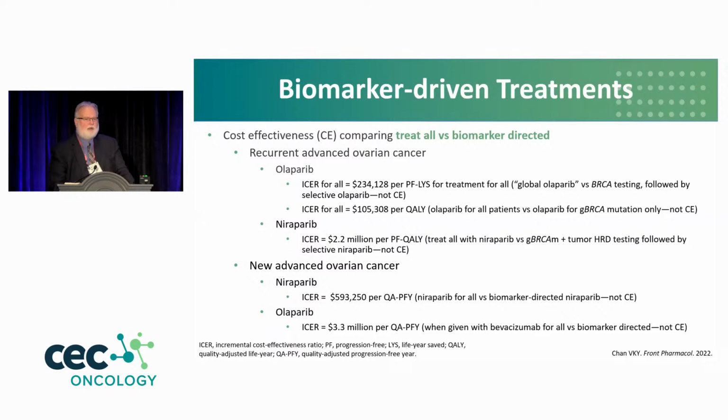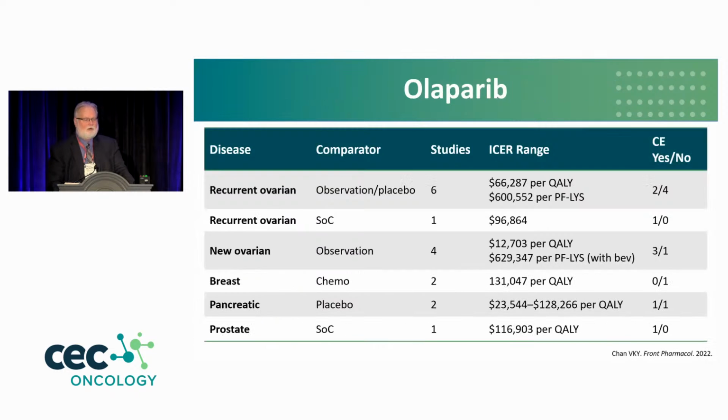And so one of the things that we are finding is that if we treat all comers in the disease versus those that are biomarker driven, we're starting to see that there is cost effectiveness in a lot of cases. And again, on olaparib, the incremental cost effectiveness ratio was just over 105,000 per quality adjusted life year in patients with the germline BRCA mutations. In niraparib, in advanced ovarian cancer, it was not cost effective. And then in the new advanced ovarian cancers, again, neither one of those was cost effective. But we do believe that the biomarker driving is probably going to be something that we're going to have to look at, because that tends to lend towards cost effectiveness.